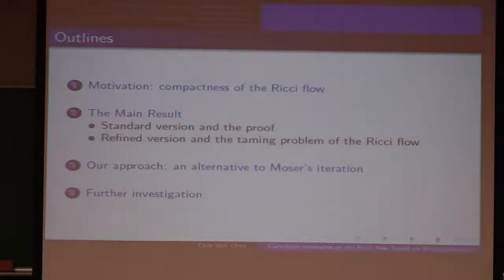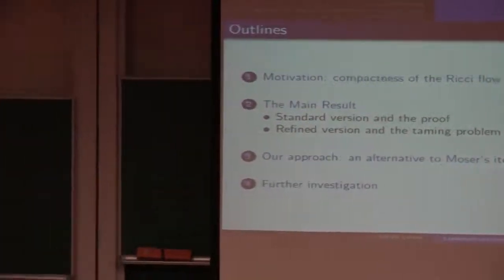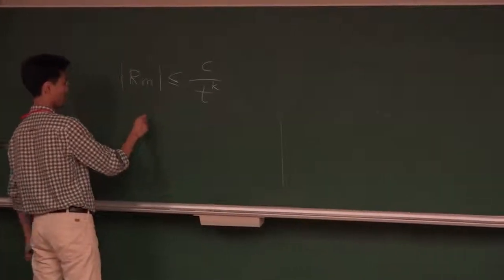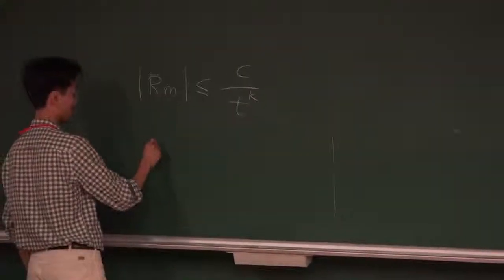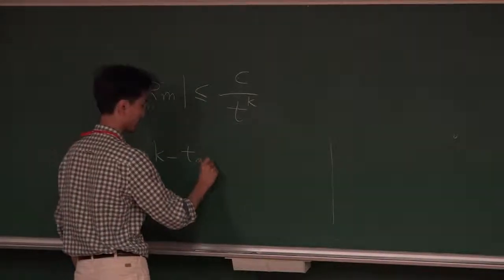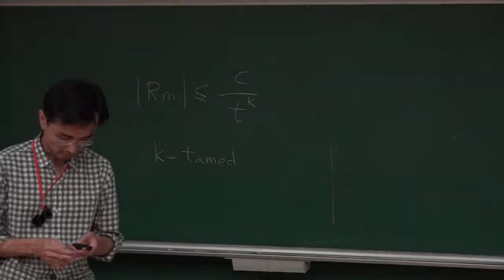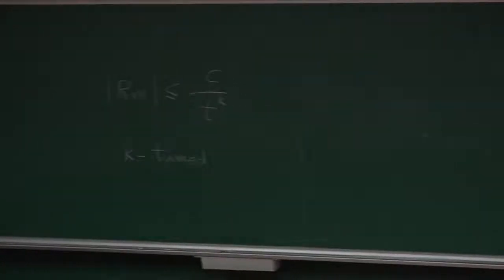For the taming problem, I mean that, just as mentioned in Professor Tam's talk, if the Ricci flow satisfies a curvature bound like this, then I say that the curvature operator is K-tamed. So this will be an application of my theorem.